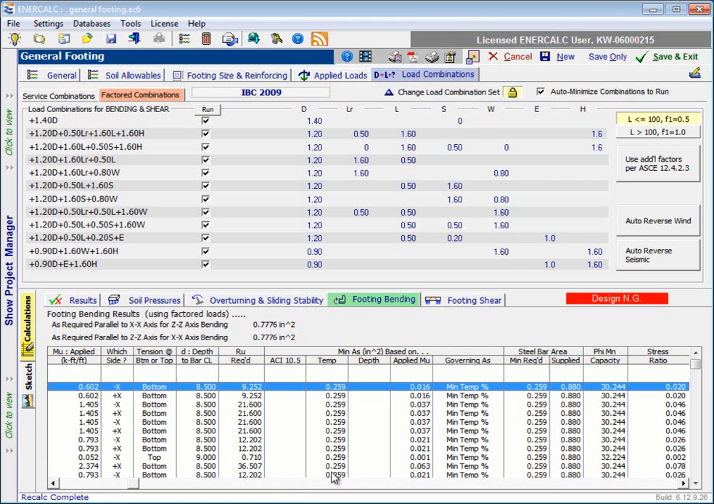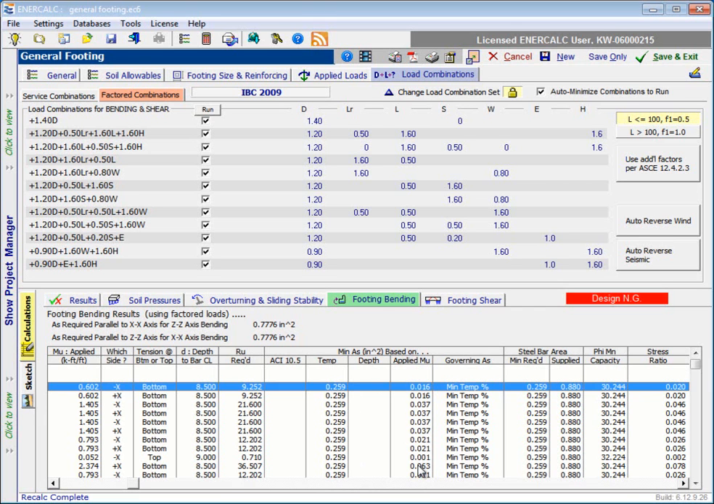Since we did provide a 0.0018 ratio on the gross area of concrete for temperature and shrinkage, we see a constant value of 0.259 square inches of steel required in the temperature column. If we had chosen to specify a value that would be multiplied by the depth of the footing and the width, then we would see that requirement populated here. And then we also have a calculation of the required steel based on the applied moment, indicated in the applied Mu column.